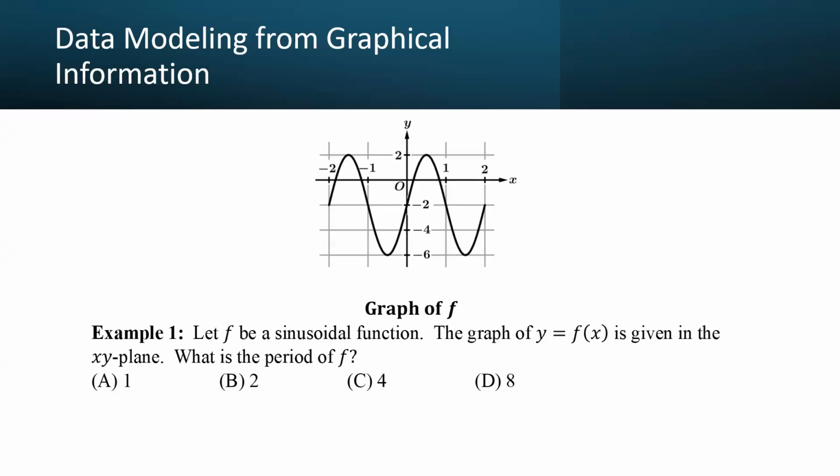So up first here, we have f is a sinusoidal function and is given in the xy plane and is simply just asking, what is the period of f? You can just count. One, identify where your midline is. So my midline here is at -2. And it starts and stops here at 0. So therefore it is a 2-unit period. Agree?